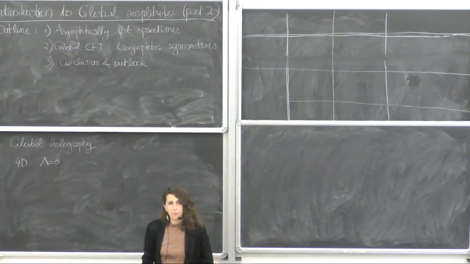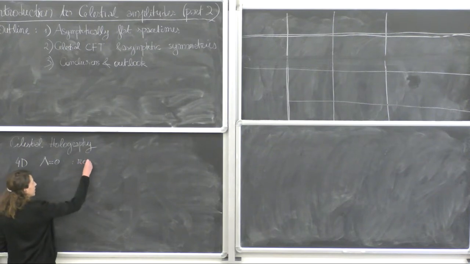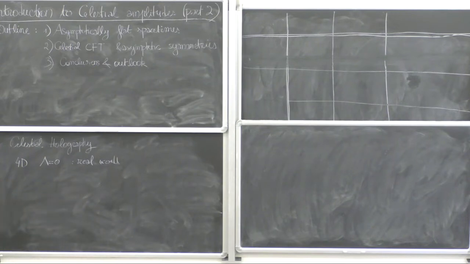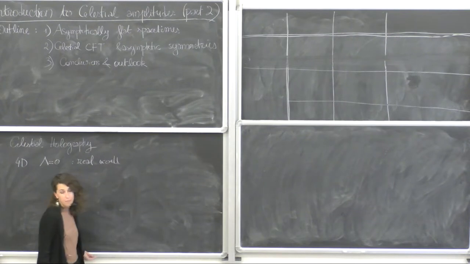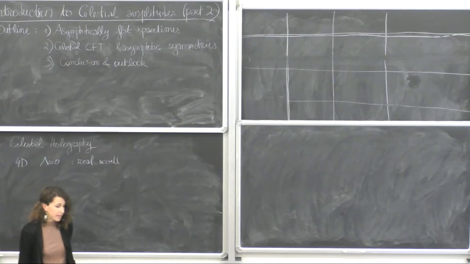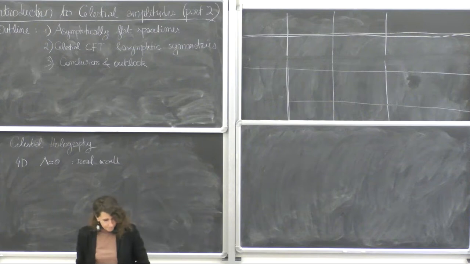I will define more precisely what this means. But I think the motivation for doing so is pretty obvious, because these kinds of space-time are describing basically the real world. Of course, we know we live in a de Sitter space-time with a positive cosmological constant, but for a huge amount of applications, taking lambda to zero is an excellent approximation for scales that are smaller than cosmological scales.